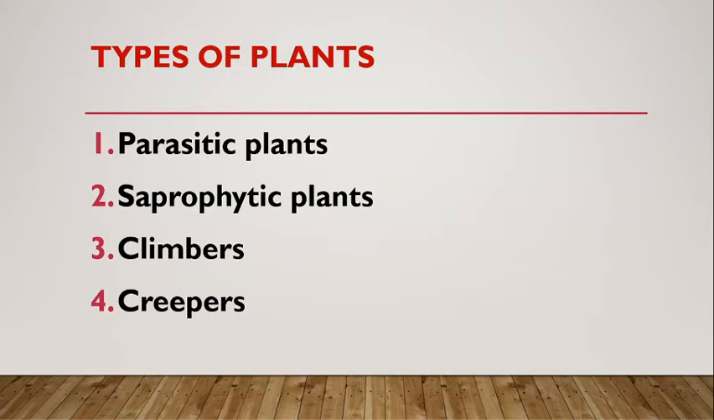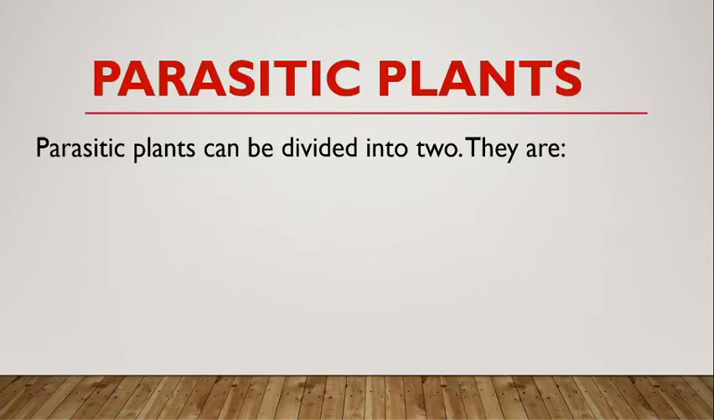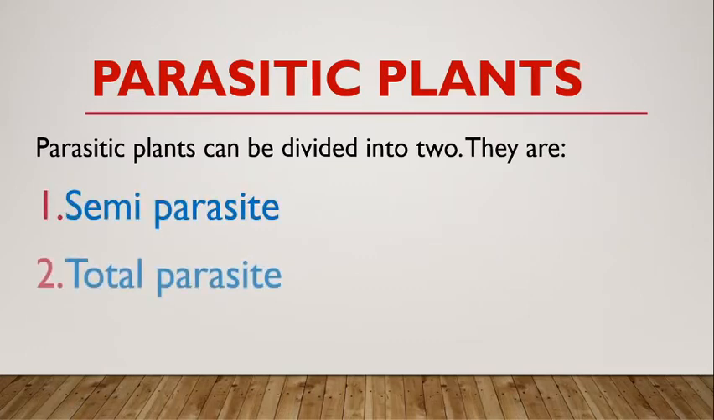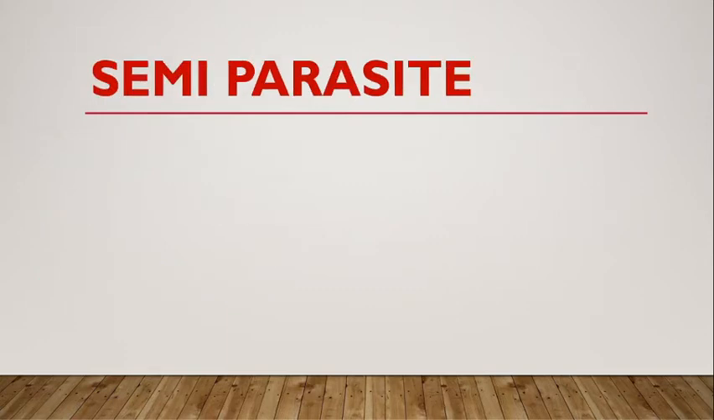Now we are going to have a look on parasitic plants. Parasitic plants can be divided into 2. They are, first one is semi-parasite and the second one is total parasite. Now let us see what are semi-parasites.